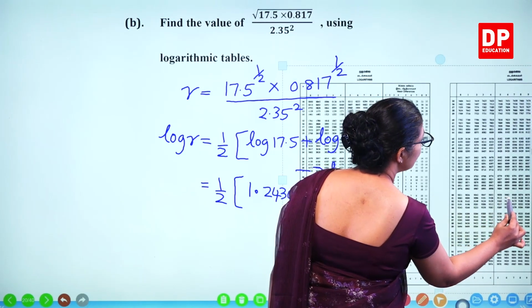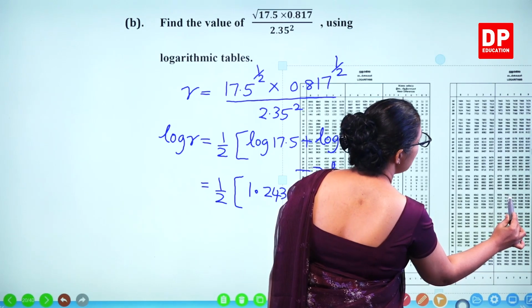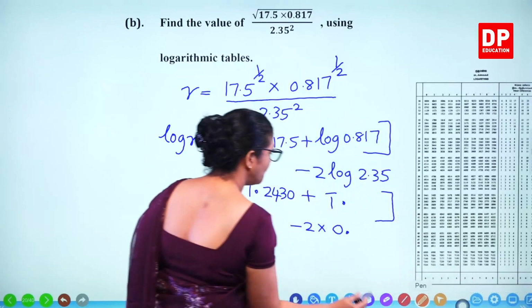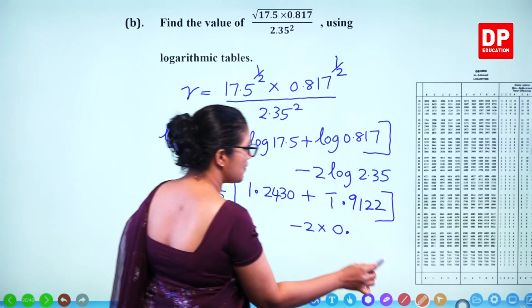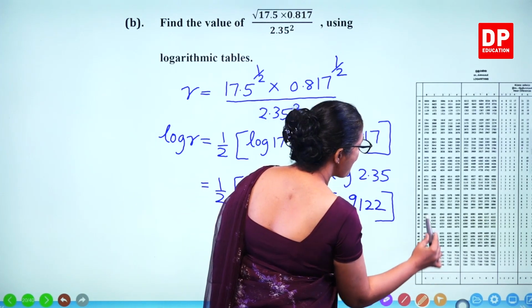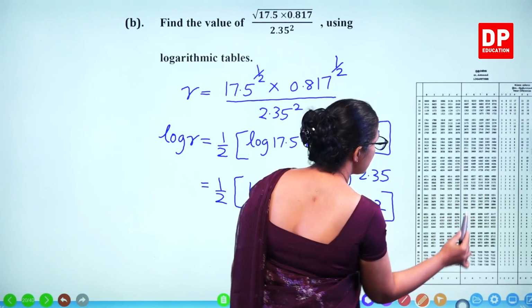81.7. 9.122. And 23.5. Last one, 23.5. 23.5 I can refer from here. 37.11.